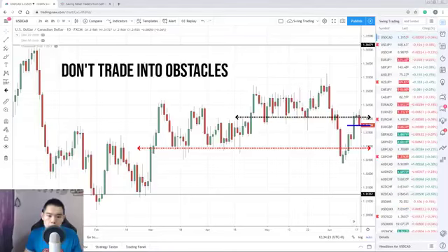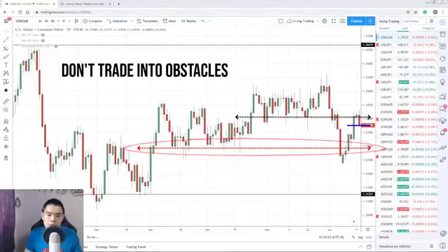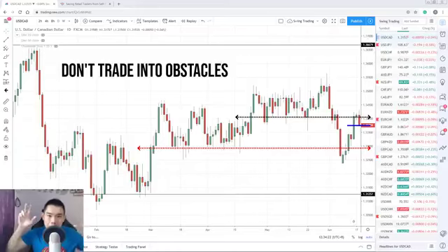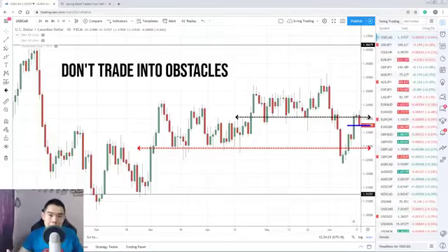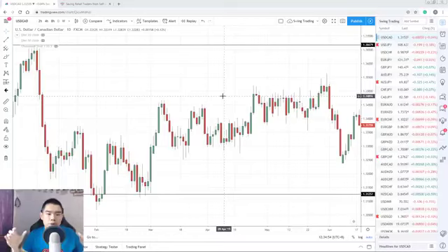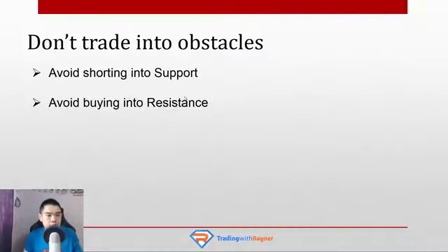So from your entry point to the first obstacle, there is enough meat in the move to justify taking the trade. And these are the things that you want to look out for, whether there is enough meat in the move to justify taking the trade. Okay, so this is what I mean by, don't trade into obstacles. And this is the third thing that I want to share with you. Avoid shorting into support, avoid buying into resistance.